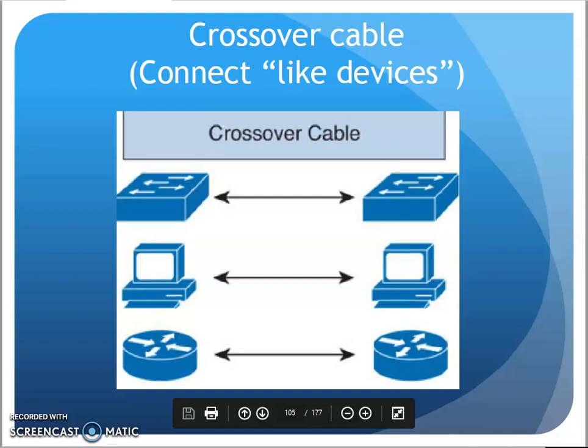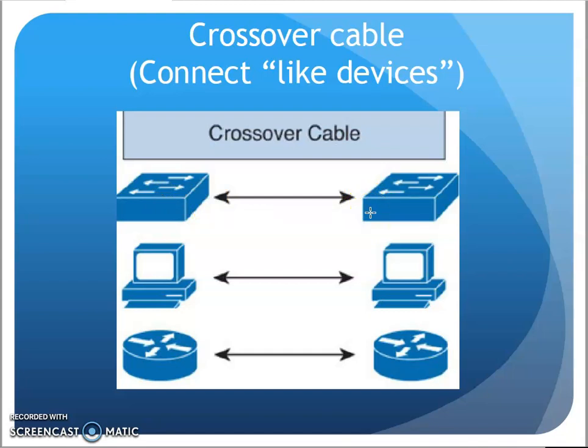A crossover cable is used to connect like devices, similar things. So switch to switch, router to router down here in the bottom, or PC to PC. So if I'm connecting switch to switch, I'm going to use a crossover because on the switch, for example, pin number 1 might be send. So if I connect pin 1 here to pin 1 here, they're both going to send on that wire and they're going to have collisions.